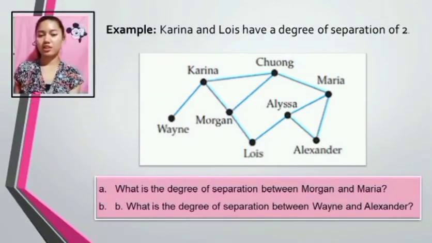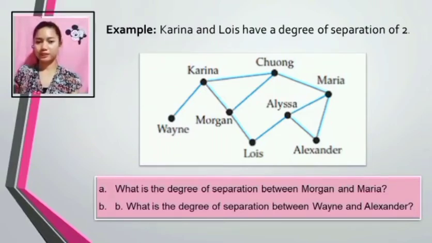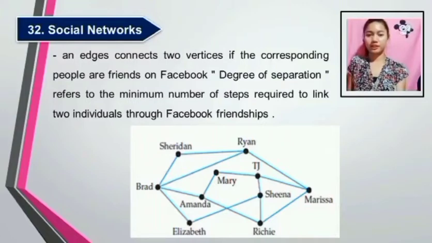A. What is the degree of separation between Morgan and Maria? B. What is the degree of separation between Wayne and Alexander? 36. Social network. An edge connects two vertices if the corresponding people are friends on Facebook. Degree of separation refers to the minimum number of steps required to link two individuals through Facebook friendships.